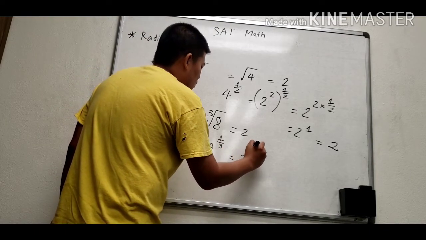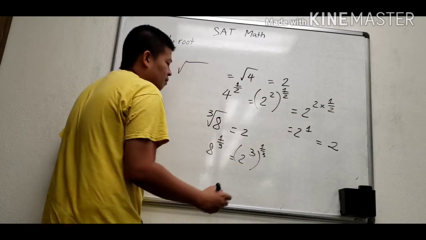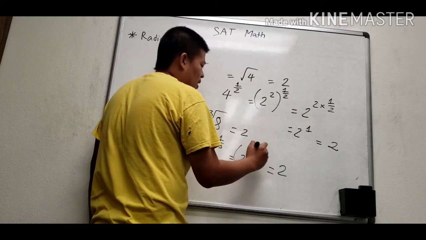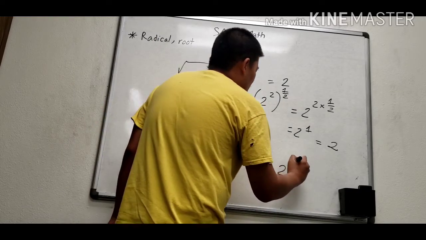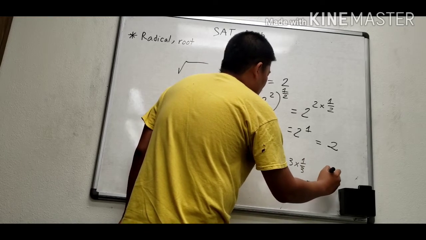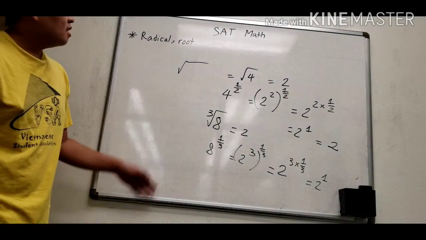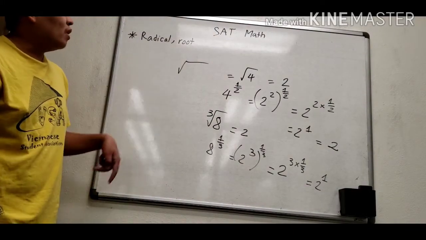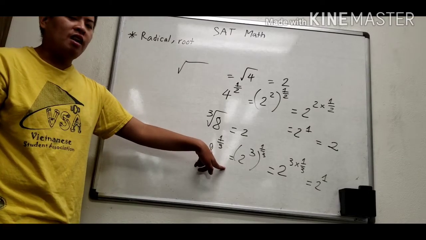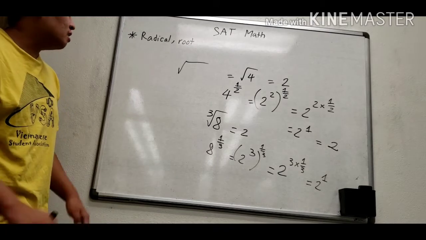And we have 2 to the power of 3, 1 over 3. And we have the number 2, and we have 3 multiplied by 1 over 3. So you get 1 over 1, which is similar to the number 2. That's why we need to learn two ways. First is the square root, or maybe the exponent like this. So that you have different ways to calculate in the SAT math.